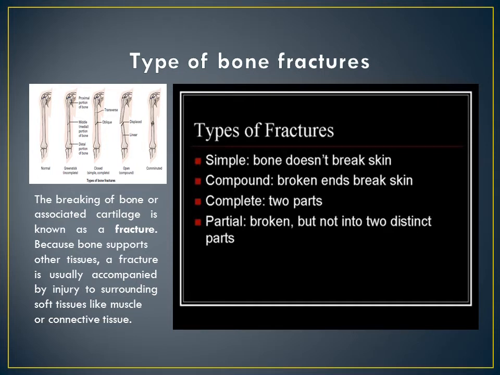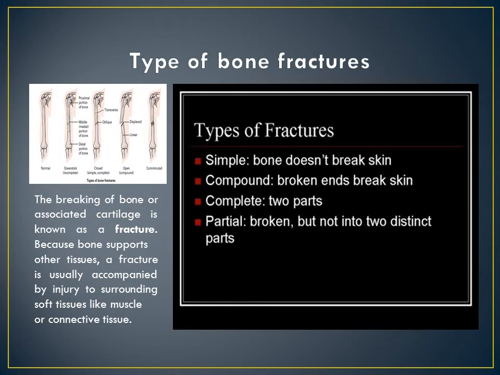The first one is simple, so a simple fracture. This is a type of fracture that does not break through the skin. The counter to this type of fracture is called a compound fracture. With compound fractures, the bone will actually break through the skin. It's pretty disturbing when you see it.